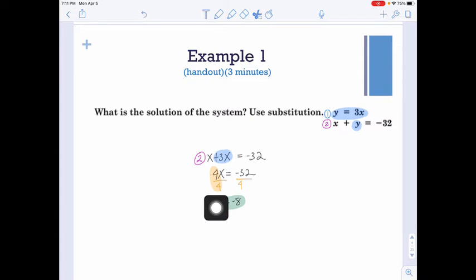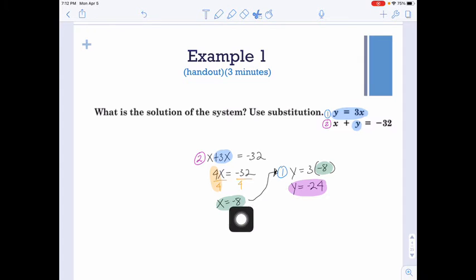We can divide both sides by 4. 4 over 4 is 1, so we're left with 1x, or just x, and negative 32 divided by 4 is negative 8. Now we can take x equals negative 8 and plug it back into one of our equations. We need to solve for y, so since equation 1 already has y by itself, we can plug negative 8 in for x and solve for y pretty quick. So instead of having y equals 3x, we have y equals 3 times negative 8, the value of x. 3 times negative 8 is negative 24, and therefore we have y equals negative 24.